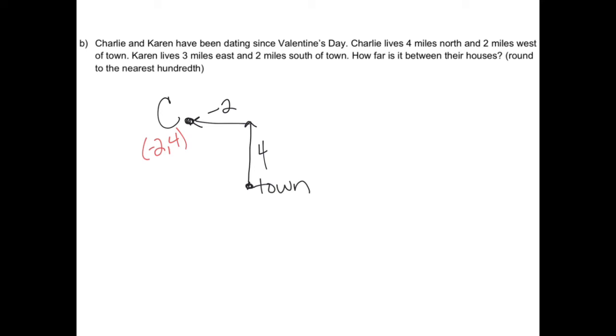Then also from town, it says Karen lives 3 miles east. So that's going to be going in this direction. And then 2 miles south. So Karen lives here and it is 3 miles east, but then the 2 miles south will be negative. And since we are moving by X values first, the point that represents K would be (3, -2).